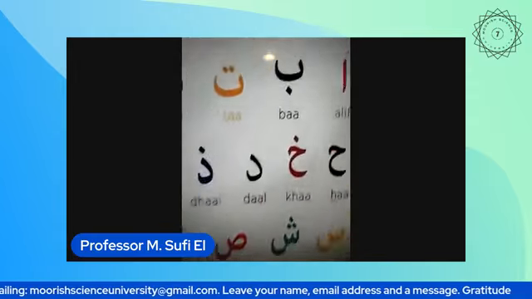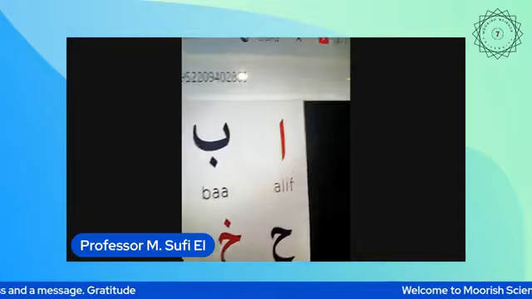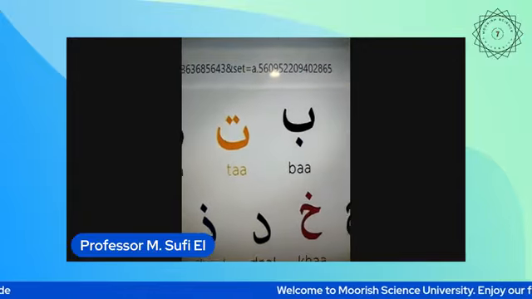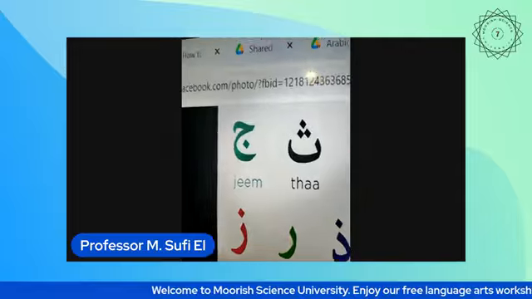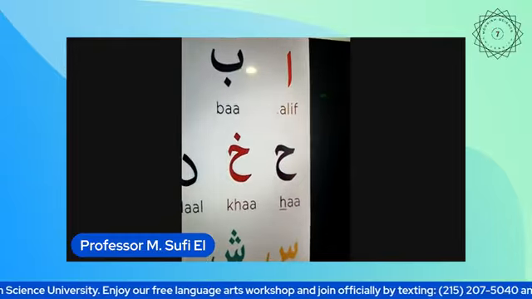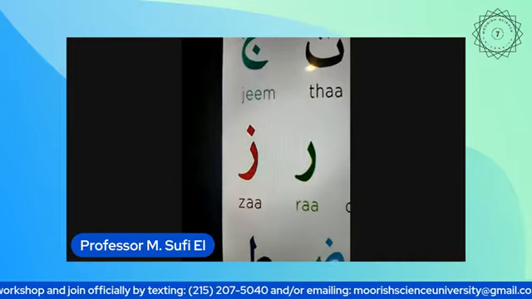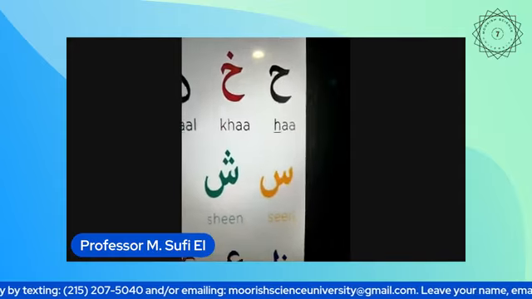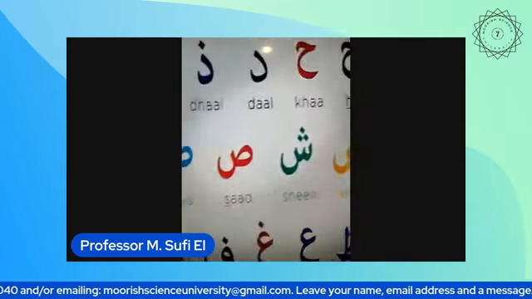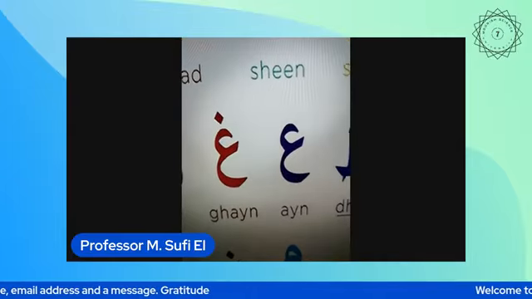But we got one. Okay, we got bang. We got Aleph, which stands alone. So we got one single letter. We got a set of triplets, one set of triplets: Bang. Two sets of triplets: Jim, Hey, and Hey. One set of twin letters, Dal and Dal. Two sets of twin letters, Ray and Zay. Three sets of twin letters, Seen and Sheen. Four sets of twin letters, Sod and Dod. Five sets of twin letters, Tall and Thal. Six sets of twin letters, Ein and Hein.